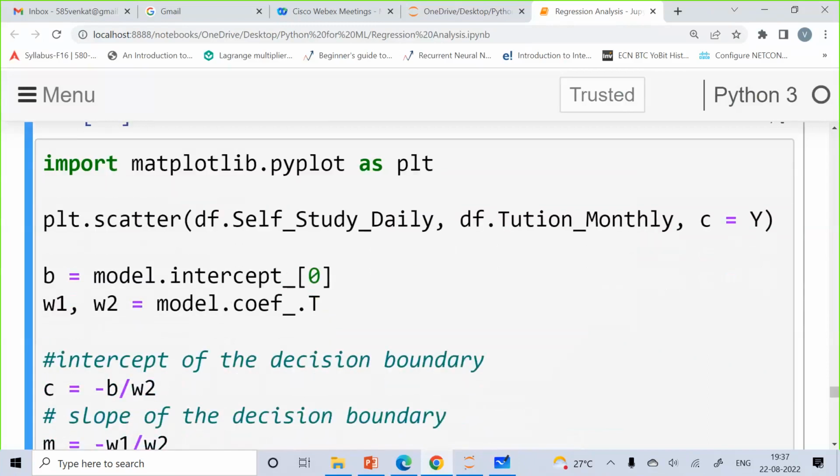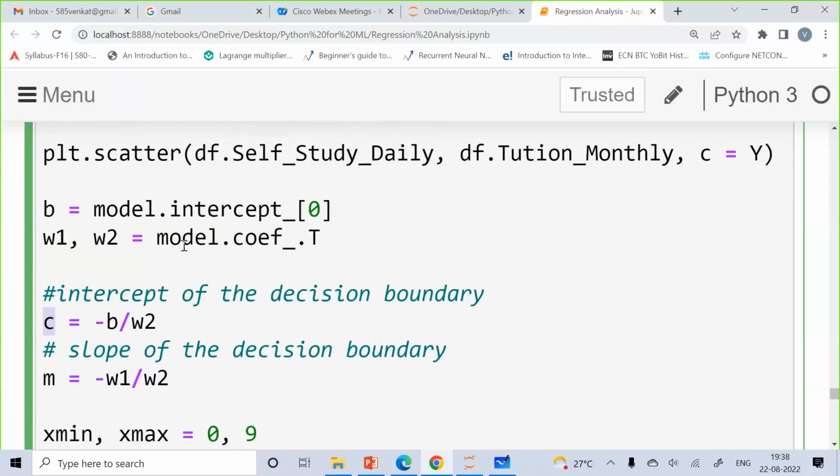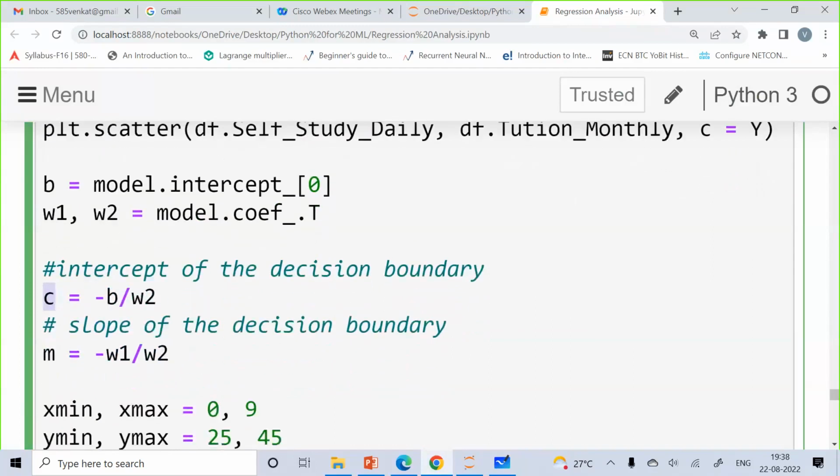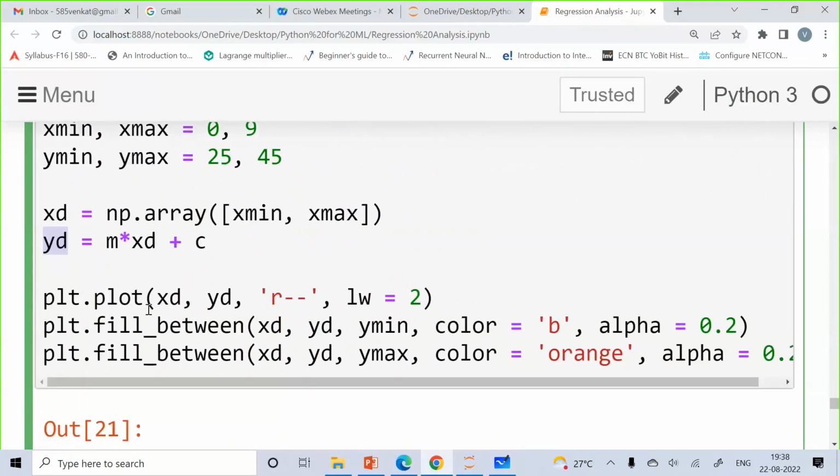Let us go through the code once, and after the demonstration, I'll run it again. So here, I'm just creating the line equation, that is, you have mx plus c, right? Where m is the slope and c is the intercept. You're deriving the slope and the intercept from the model coefficients and the intercept values, and then using them to create the line equation yd equivalent to m times xd plus c, right? And then plotting this xd and yd with a red dotted line with a line width of 2.